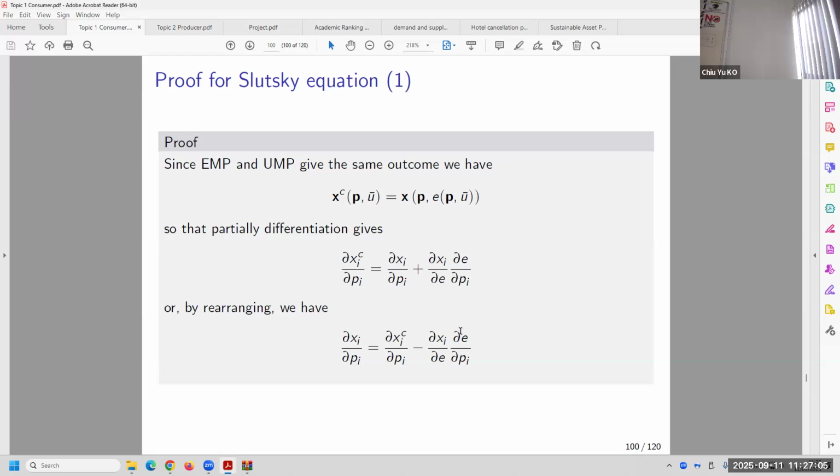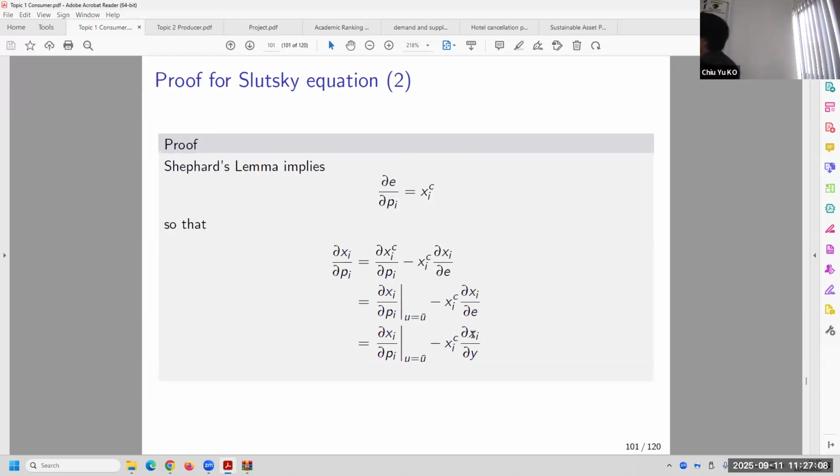And of course, one more line. Because of Shephard's lemma, the change in E is this, which is C. So let's replace that term by this term. Okay. And one more step: at the optimum, this Hicksian demand is the same as the Marshallian demand holding utility constant. So everything gives you the Slutsky equation. Okay, that's what's behind the graph, right? The total change is the change along the way if you keep utility the same, and this is the income effect.